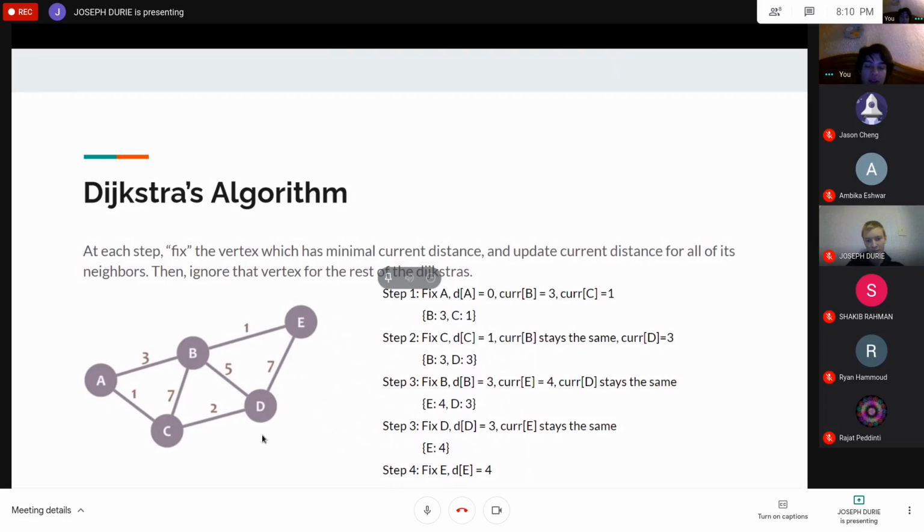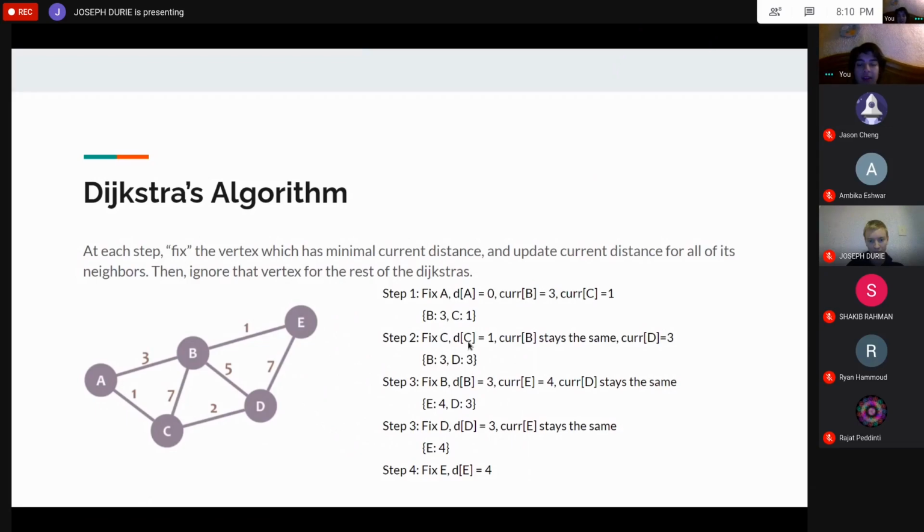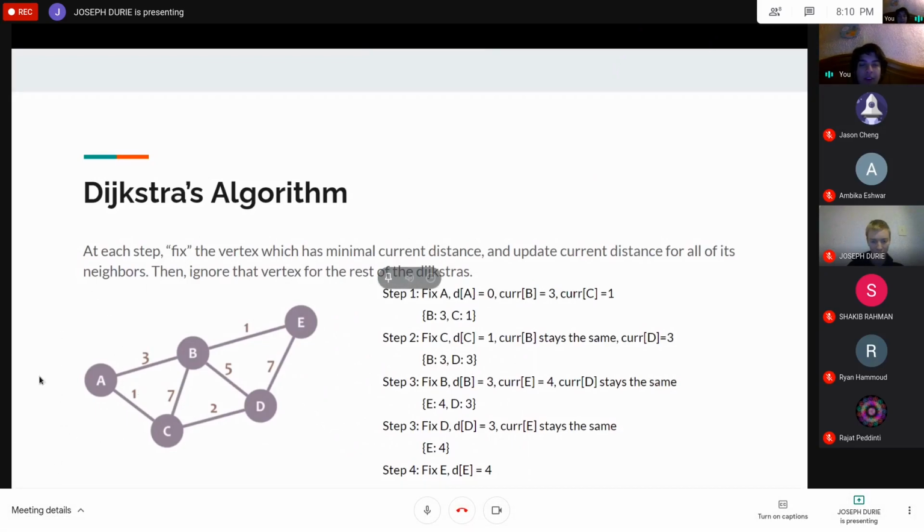I think it's clearer if I do an example for the graph we're given. So initially, what we do is we set distance A equals 0, because A is our start vertex. So we just start with A equals 0. And so A is the first vertex we haven't visited, right? It's the closest one, because it has minimal current distance, since it's 0. Nothing else is 0, right? Then we look at both of its neighbors. In this case, it's B and C, right?